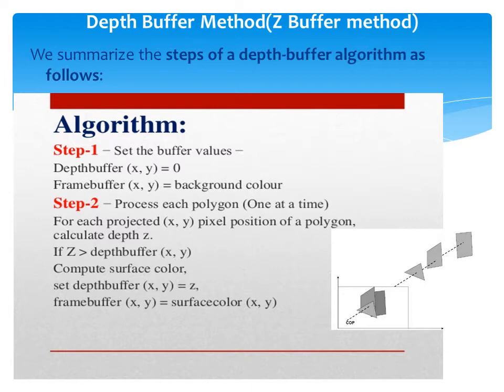Each object consists of many pixels, so for each pixel we have to calculate the depth value z. So we are using a for loop. For each and every xy pixel position we have to calculate the depth value z. Then if z is greater than the depth buffer value, compute the surface color. Then update the buffer values. The depth buffer is changed from 0 to z and the frame buffer is changed from the background color to the surface color.